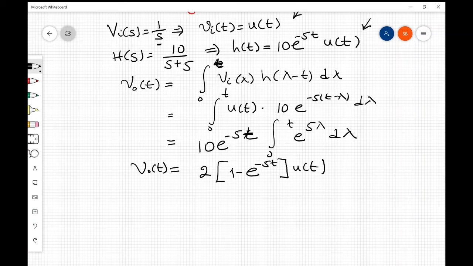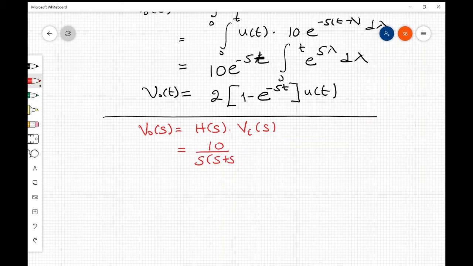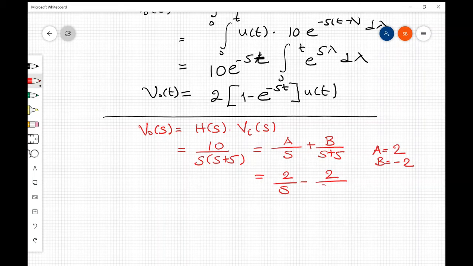But how can we solve the same thing using Laplace transform? So we know that Vo(s) is equal to H(s) multiplied by Vi(s). So that's going to give us 10 over s times (s plus 5), because Vi(s) is 1 over s. So this has got to be some constant A over s plus some other constant B over s plus 5. If we solve this, we will find A is equal to 2 and B is equal to minus 2. So this is the same as 2 over s minus 2 over s plus 5.